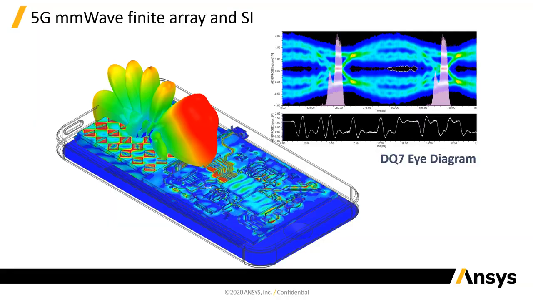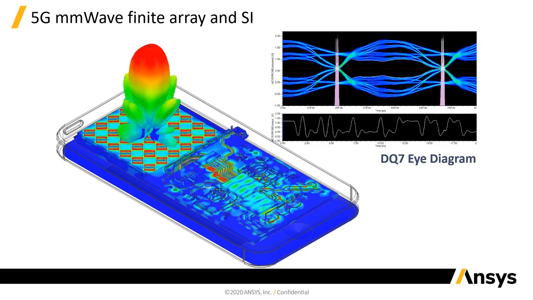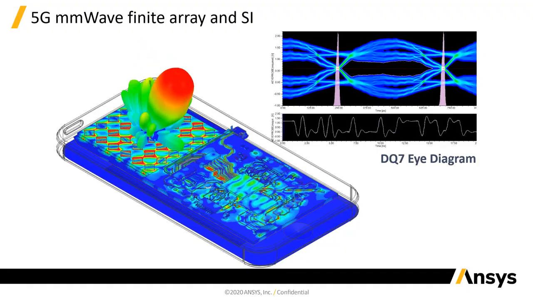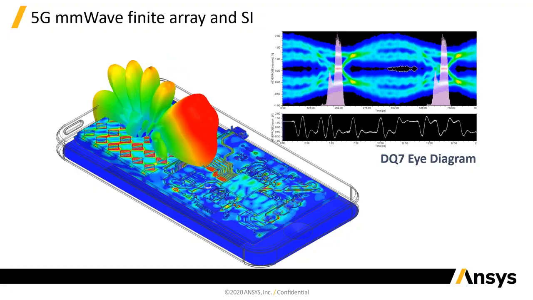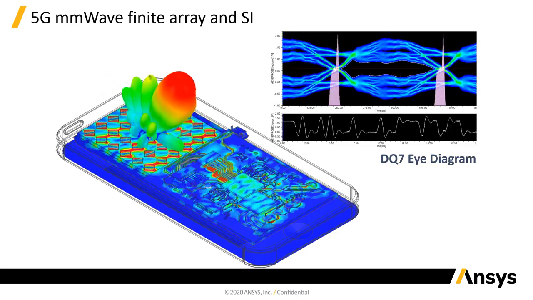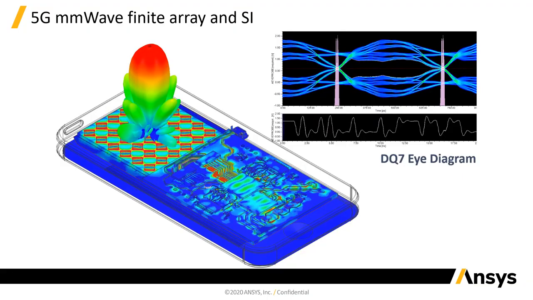So what we see here on the eye diagram is the DQ7 DDR4 signal. As you can see, as the antenna array is focusing the radiation towards the sky, there's no interference on the eye diagram. But if we change the excitation, so the radiation now is focusing towards the printed circuit board, you can see the eye diagram now is really closed. So this is a new electromagnetic interference that comes with 5G.